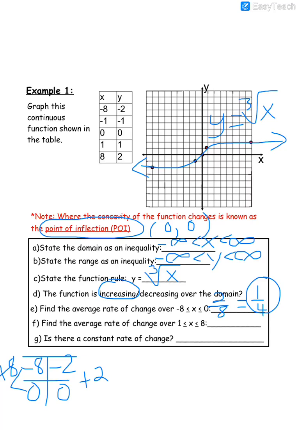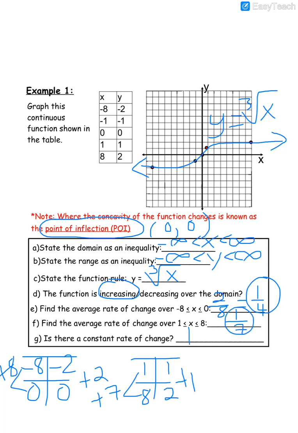Find the average rate of change from 1 to 8. I'm going to make a new table now. I have 1 and I have 8. At 1, it was 1, and at 8, it was 2. I'm getting that from the table up above. It's going up by 7 and up by 1. If I do this y over x, it would be 1 over 7.